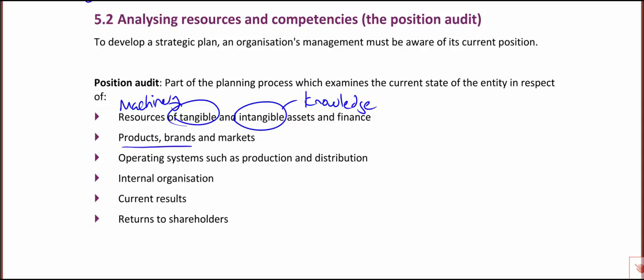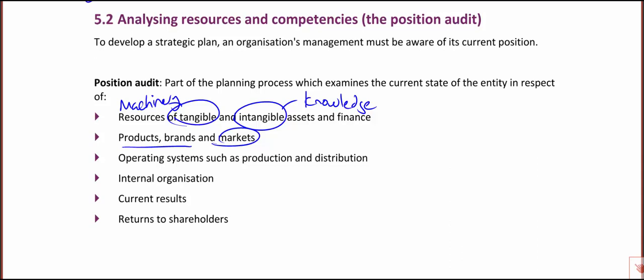What products and brands I have and what markets I currently operate in. So what kind of range of products do I have? How strong is my brand name? Again, that might fall into my intangible assets. And what markets do I currently have access to? Because if I already have access to a market, it's much easier to launch a product there.